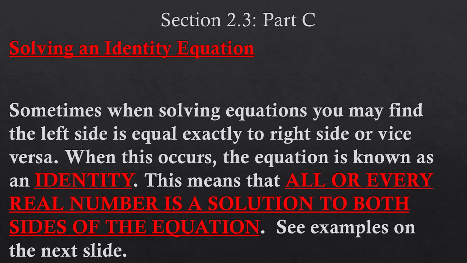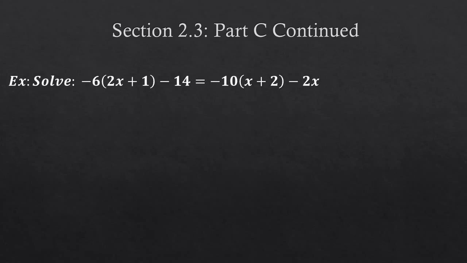Solving an identity equation. Sometimes when solving equations, you may find the left-hand side equals the right-hand side and vice versa. When this occurs, the equation is known as an identity. This means that all or every real number is a solution to both sides of the equation. I will not make you responsible for knowing this, so take a brief look at the example, try to understand it, and see what I was referring to in the previous slide.